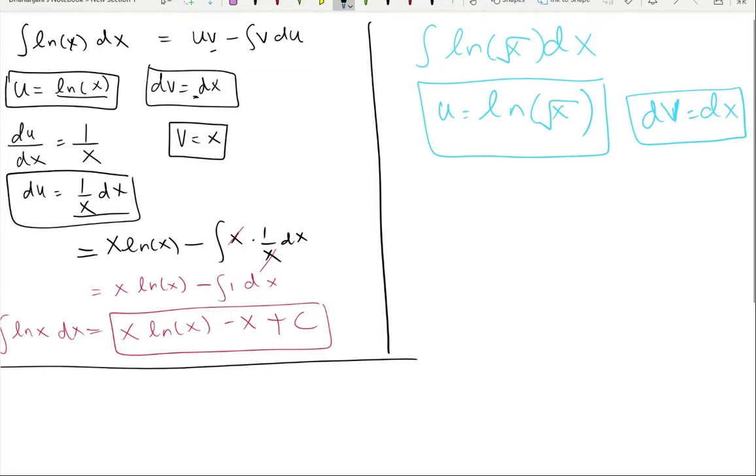It is u. Now don't get carried away with the square root x. It's just inside the natural log, nothing to do with choosing u. Now here's the thing. Now you could ask, well, can't we use integration by substitution here?